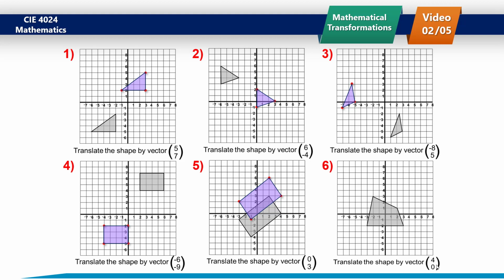And for question number 6, we can see x value is 4 and y value is 0. That means we have to move the shape 4 units rightward, and it will not move on y-axis. So take the upper vertex 4 units right, and the second vertex, third vertex, fourth vertex. When I join them, we have the image.